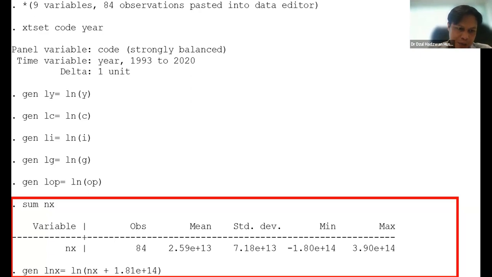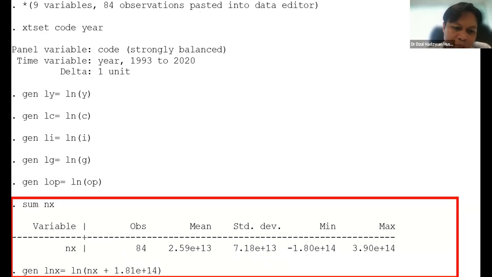What you need to do is this. You need to get the minimum value for NX. You put it here. The command is gen, generate. This is the name of the new variable. And then you put ln of nx plus the minimum value. If you can see the minimum value, you ignore the sign. You still can use the exact value without sign, but my normal practice is that I will add on another one unit of something. Then you can generate the ln.